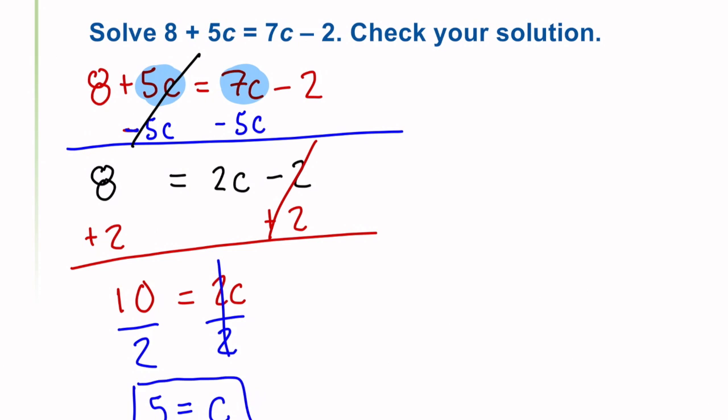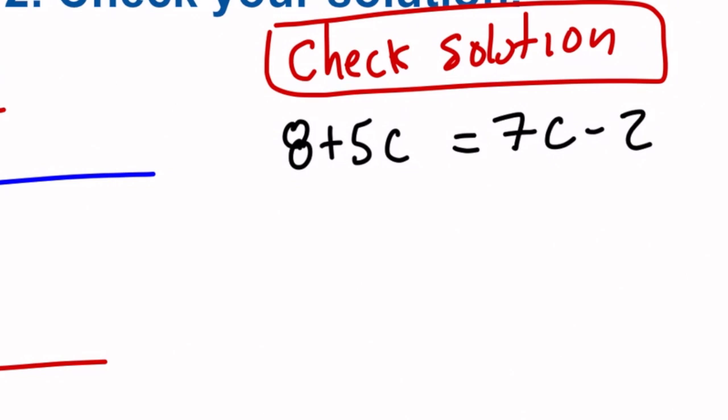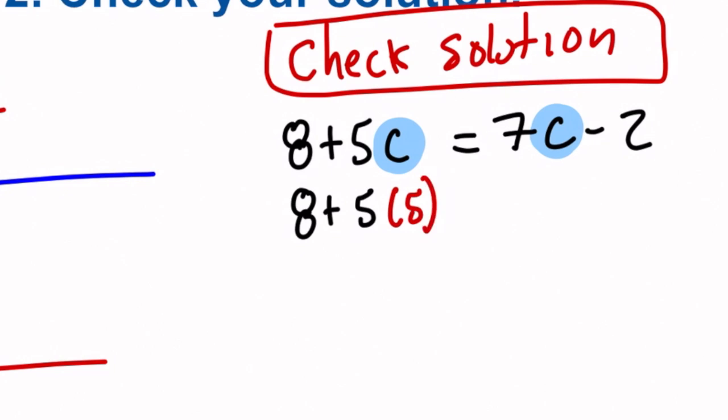To make sure that we have the right answer, we're going to check our solution. We're going to start by rewriting the original equation. Now that we have the original equation, we're going to replace the c's with the solution that we had. We got 5, so the c's are going to be replaced with 5. So we have 8 plus 5 times 5, and we put it in parentheses, bring down the equal sign, and then we have 7 times 5, then minus 2.